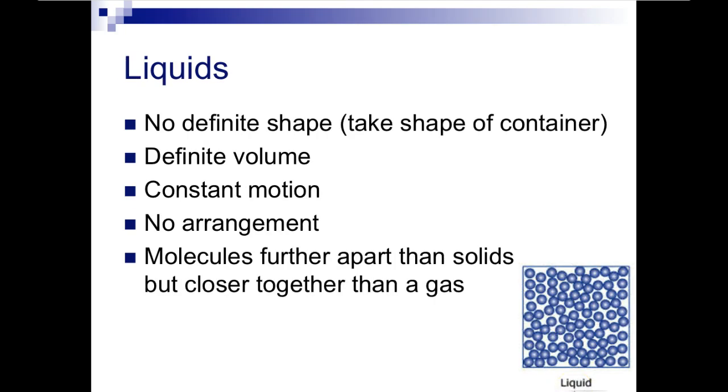Liquids have no definite shape. They take the shape of their container, so they spread out to fill a container. They have a definite volume. They're constantly in motion. There's no real arrangement, and the molecules are further apart than solids but closer together than gases.